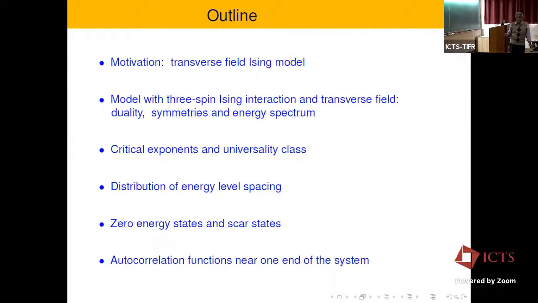And a subset of them are what you can call scar states. And finally, I'll tell you a little bit about autocorrelation functions near one end of the system, and you'll see that it has kind of anomalous relaxation with time.